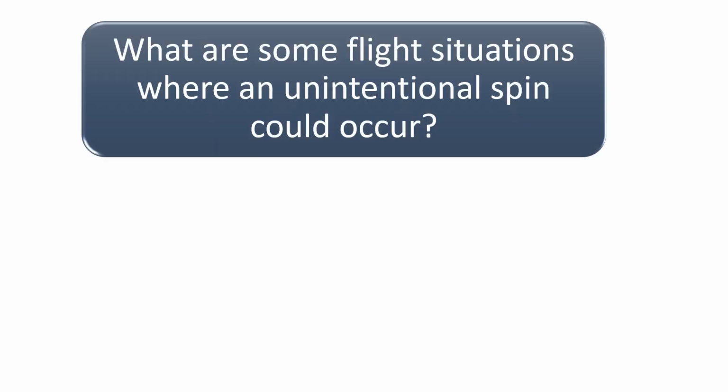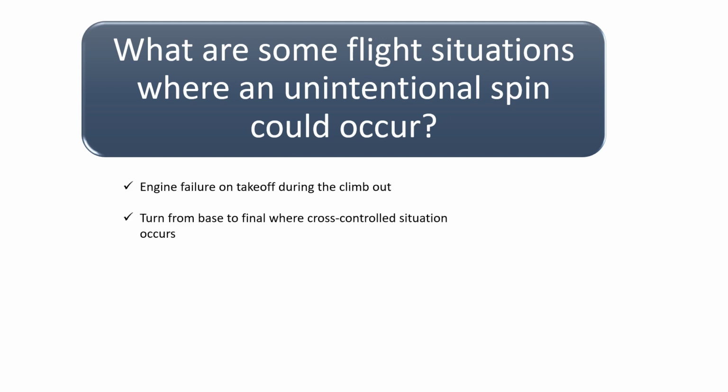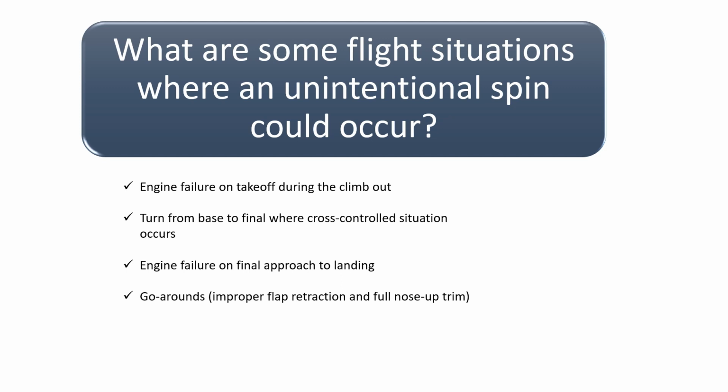What are some flight situations where an unintentional spin could occur? Situations where unintentional spins can occur during flight are engine failure on takeoff, cross-controlled turns from base to final, engine failure on final approach to landing, and during go-arounds with improper flap retraction and full nose-up trim.